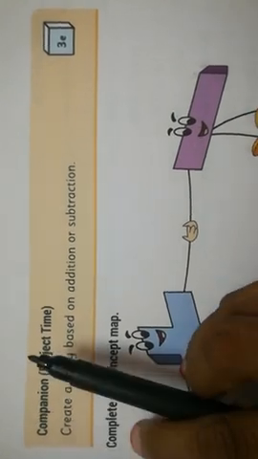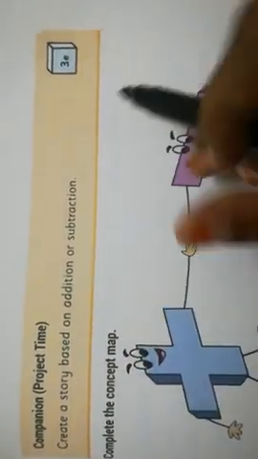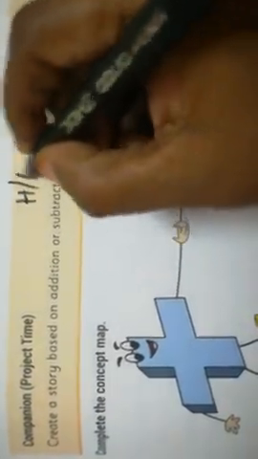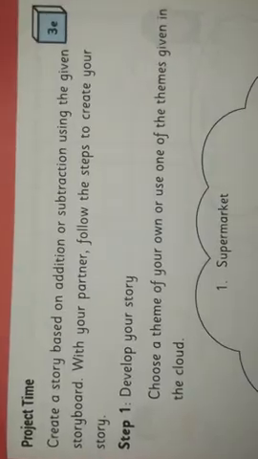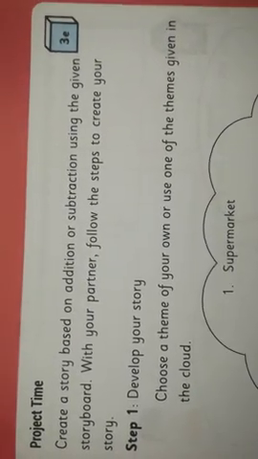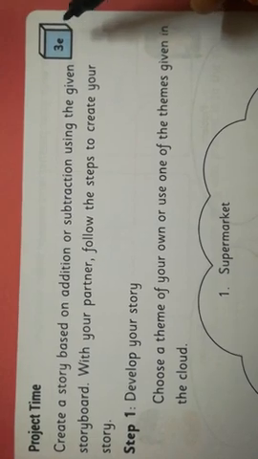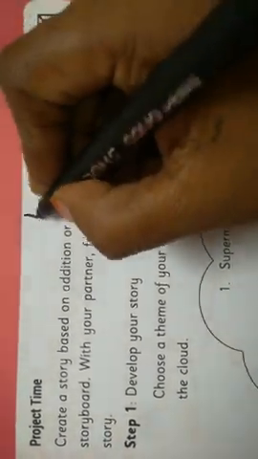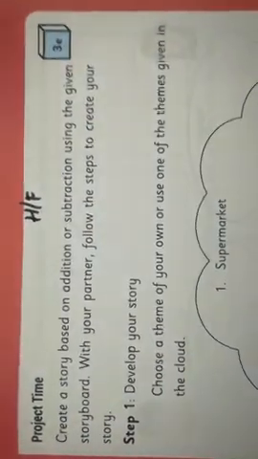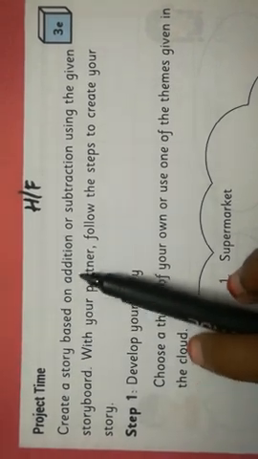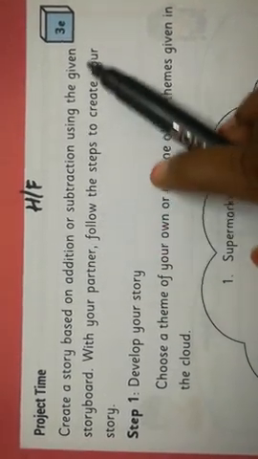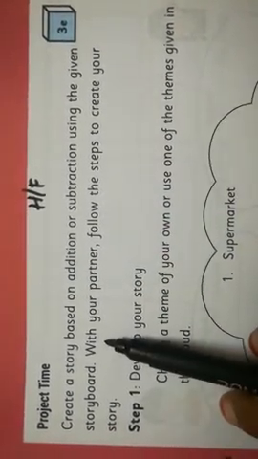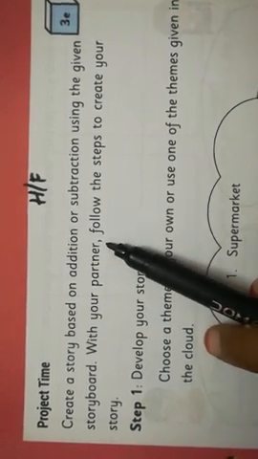Next, companion project time, activity number 3, children. This is your home fun activity, children. This is companion book, activity number 3, project time, page number 26. This is your home fun activity, children. Create a story based on addition or subtraction using the given storyboard. With your partner, follow the steps to create your story.